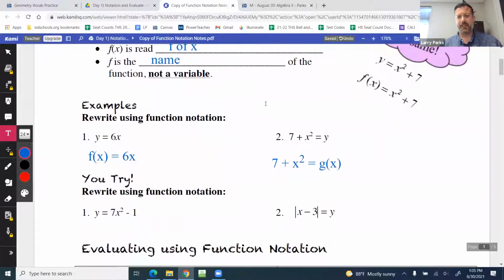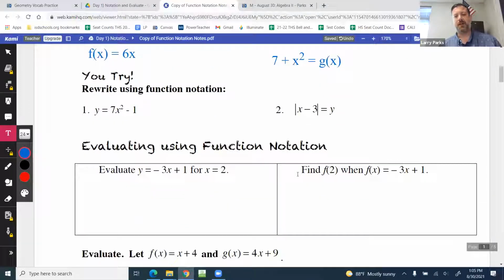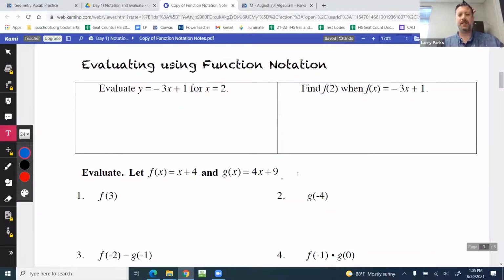Now, if this were a traditional class, I would stop and I would say, okay, I want you to try those two yourself. But to keep the video as short as possible, I'll let you do those two yourself after. So I will post a recording of this video, and I'm going to keep moving. The next skill is evaluating a function. And the word evaluate, it has the word value in it.